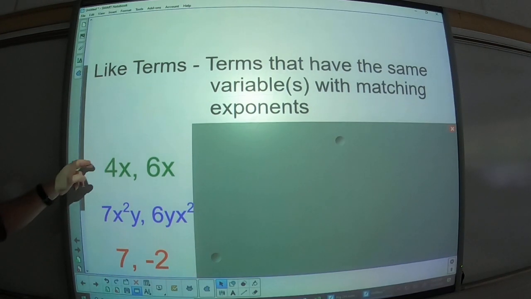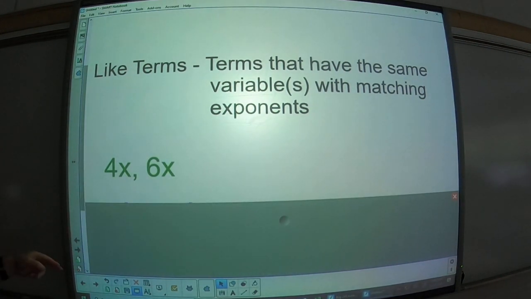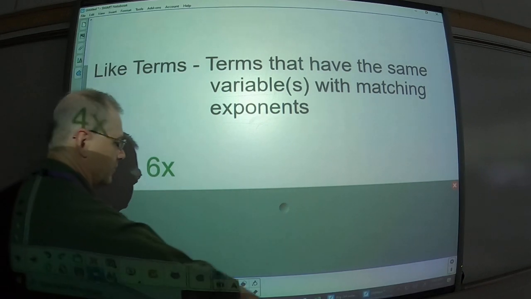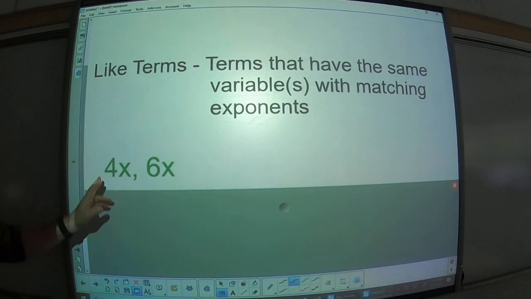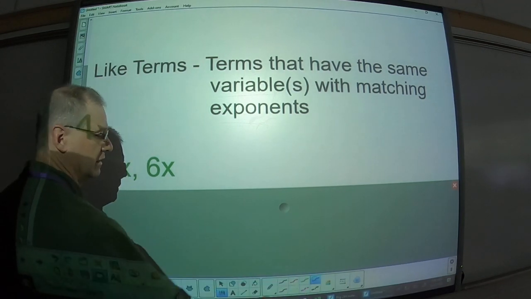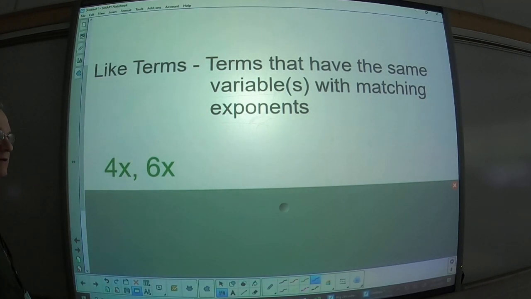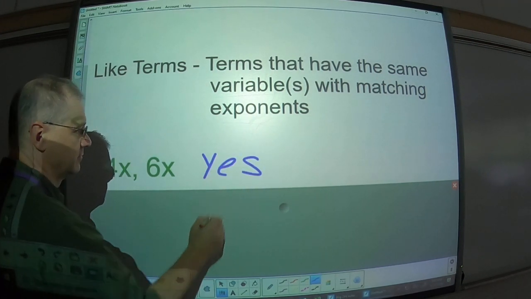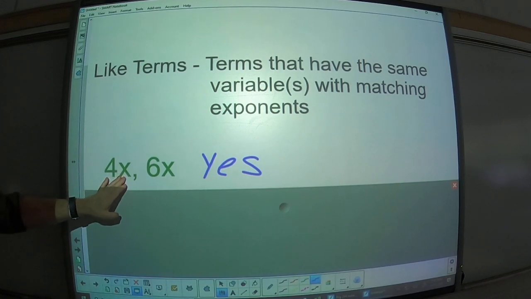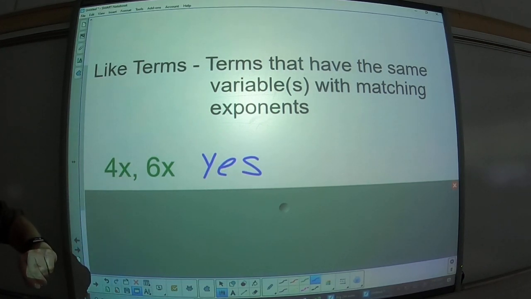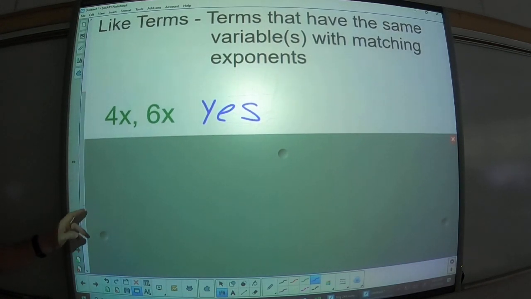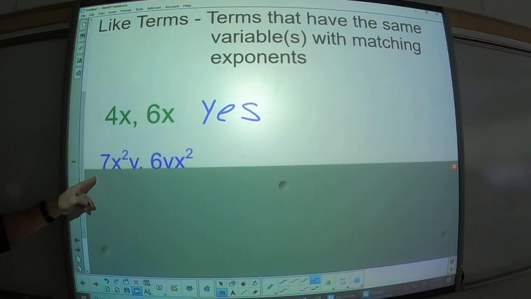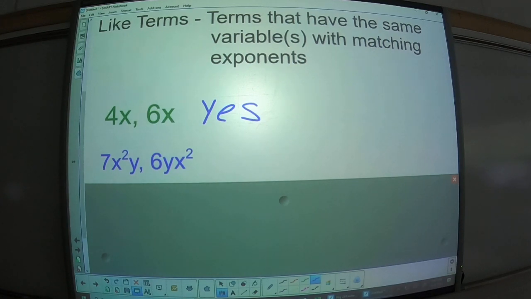Okay, so let's do these one at a time. 4x, 6x. Would those be like terms or not like terms? Yes or no? Yes, they are like terms. Those are definitely like terms. The variable has the same exponent. The coefficient is not important in determining like terms. All right, what do you think?